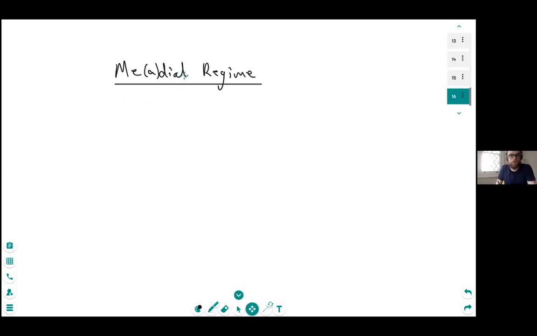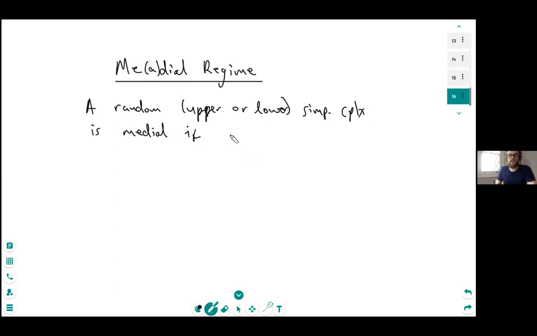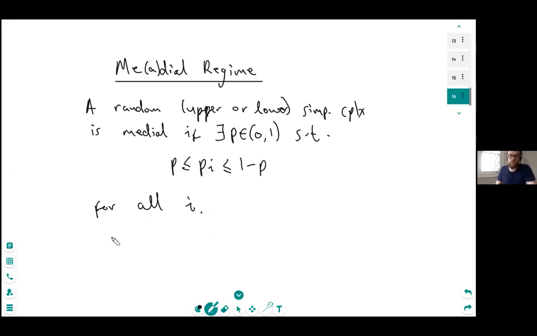The medial regime, so what is it? A random upper or lower simplicial complex is medial if all the parameters are universally bounded, essentially. So if there exists a p in (0, 1) such that p is less than or equal to p_i less than or equal to 1 minus p for all i. The simple case of taking every probability parameter equal to a half is trivially medial.